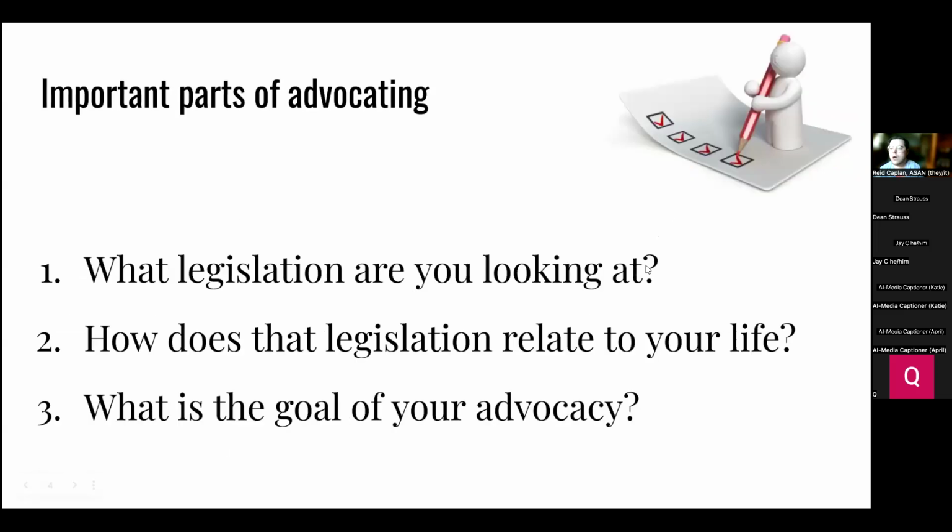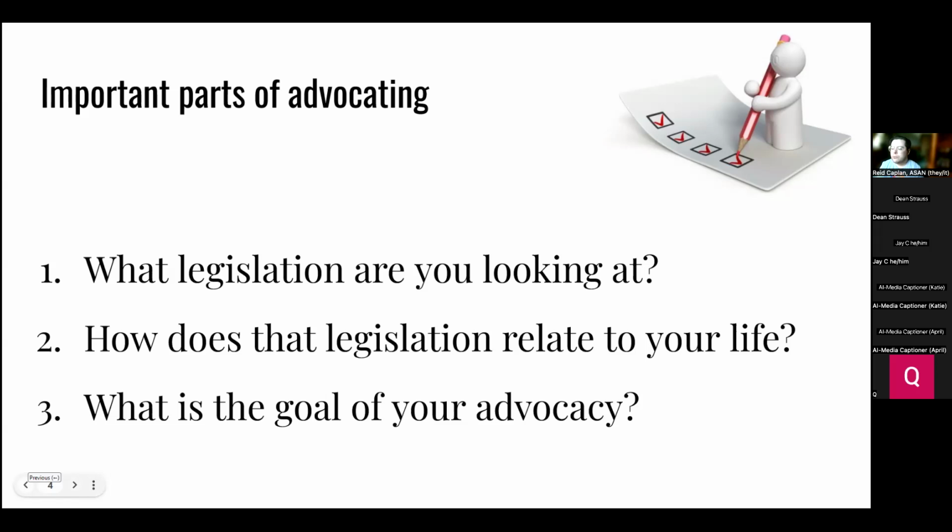And so then, if you know who your legislators are, the next thing to think about are the important parts of your advocacy. I broke it down into three questions. First is, what legislation are you looking at? We talked about how bills are ideas for laws. So you may be going to talk to your legislator about a specific bill, and in that case, you want to know all the information about that bill.